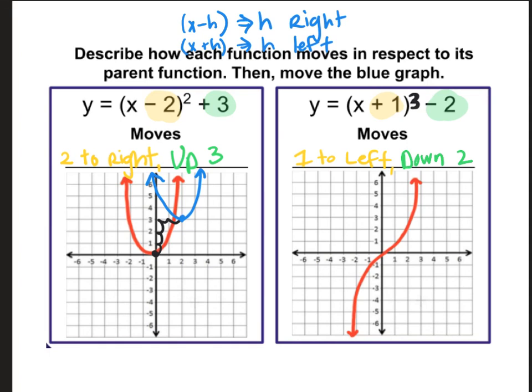So again, we're going to move that point that's on 0, 0. We want to go 1 to the left, so we're going to go 1 here, and then we're going to go down 2, 1, 2. So the new center point will be right there. The graph stays the same shape, so it's still that S shape. And there is your answer.